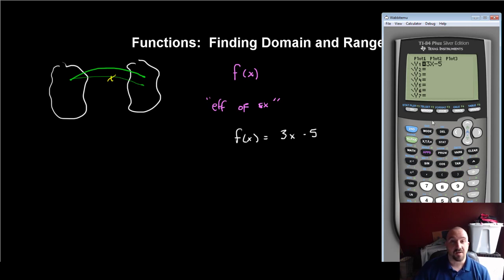Once I have that, for the sake of our purposes, I always recommend students go to zoom and then option number 5 for zoom square. The screen on the calculator is ever so slightly wider than it is tall, so it creates an artificial stretch in the x direction. So in the width, it kind of stretches out the graph. This square option changes how the window is set up so that it brings it back in so that it looks like it's the same measurement all the way around.